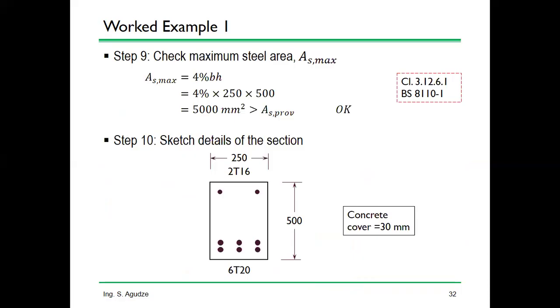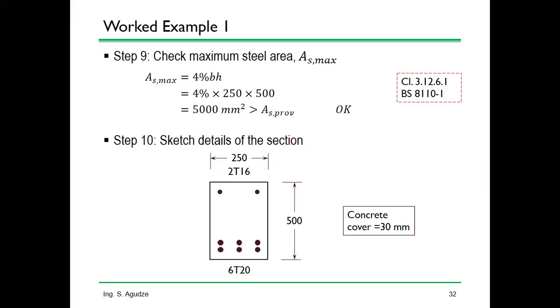So essentially, it's important to check the maximum steel area, which is 4% of the concrete section. It's very important to ensure that your steel area is no more than the maximum, because that may result in excessive reinforcement, congestion, and can also lead you to enter into the zone of over-reinforced section. Is that right? Then the final step, which is step 10, is to sketch the section.